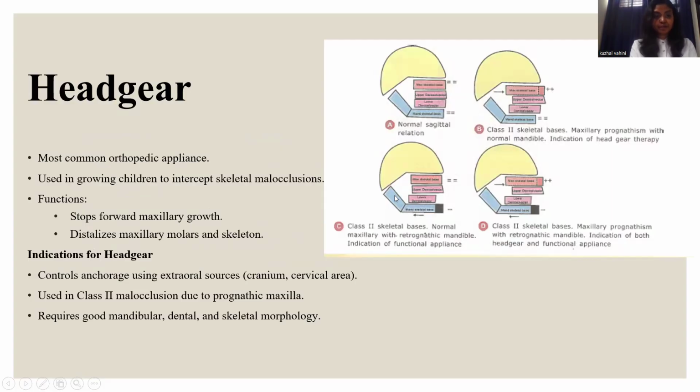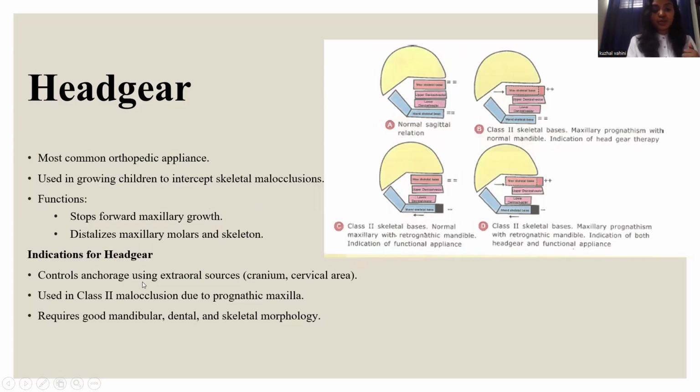So now we look into the topic of headgear, the most common orthopedic appliance. It stops the forward maxillary growth. You have the different combinations of sagittal relation: normal sagittal relationship, class 2 base with normal maxilla and retrognathic mandible, and class 2 skeletal base with maxillary prognathism and retrognathic mandible. So these are the different combinations of class 2 patterns which we can have. The function is to stop the forward maxillary growth and to distalize the maxillary molars.